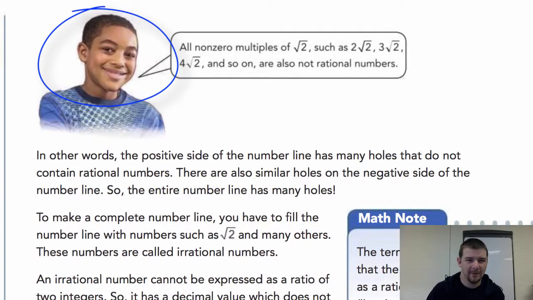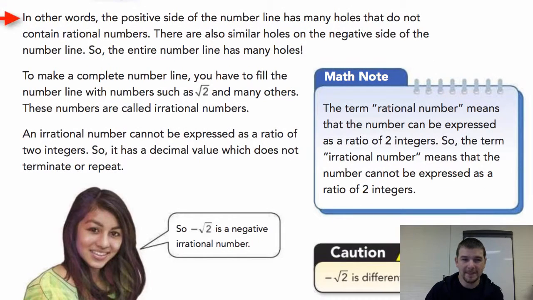Next, we have a happy child who wants to tell us all non-zero multiples of the square root of 2, such as 2 times the square root of 2, 3 times the square root of 2, 4 times the square root of 2, and so on, are also not rational numbers. In other words, the positive side of the number line has many holes that do not contain rational numbers. There are also similar holes on the negative side of the number line. So the entire number line has many holes.